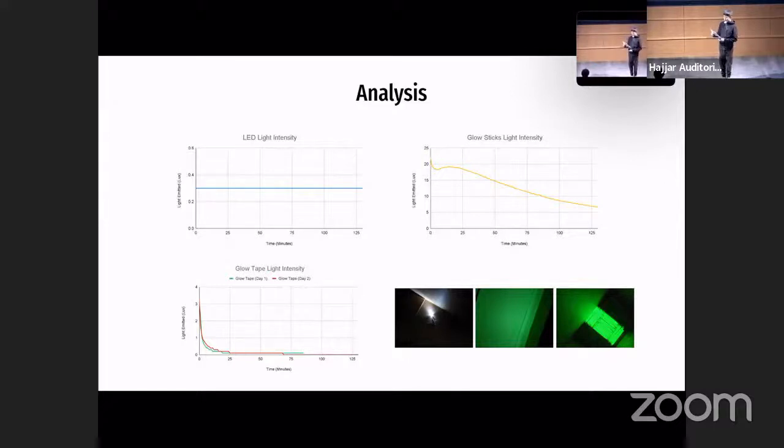But I was surprised that the glow sticks were brighter than the LED. And then the glow tape, right after it was charged for an hour, was brighter than the LED but not as bright as the glow sticks. But the brightness was decreasing really fast. It was changing every second, even though I measured every minute.